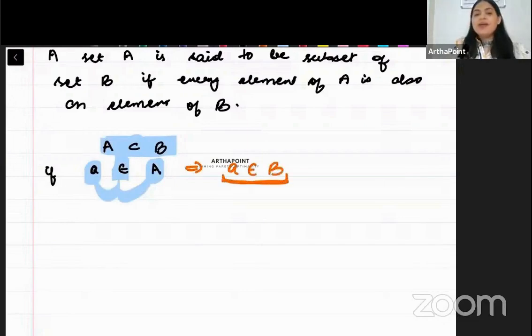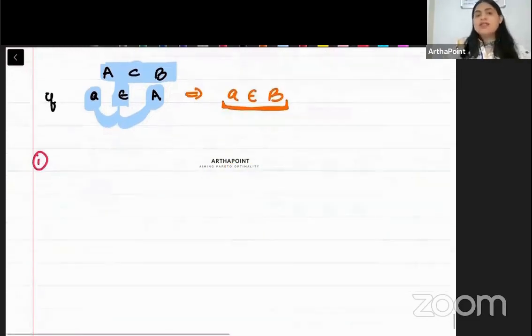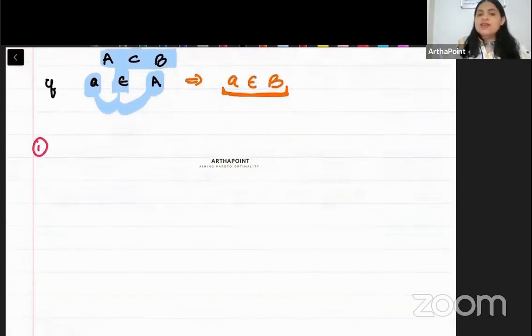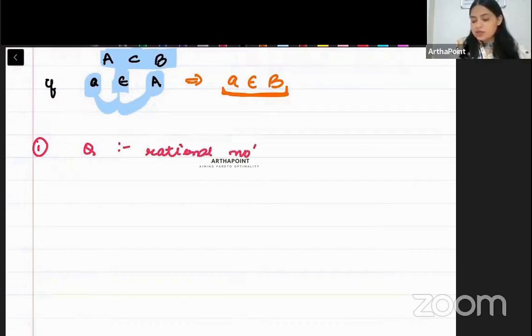तो जो एलिमेंट A को बिलोंग करता है अगर वो एलिमेंट B को बिलोंग करता है then A is a subset of B. Beta, let us take some examples to it. Example number 1. Let us say that we have a set Q and this set Q is rational numbers. Q represents rational numbers. And let's say that we have R and beta we know R represents real numbers.